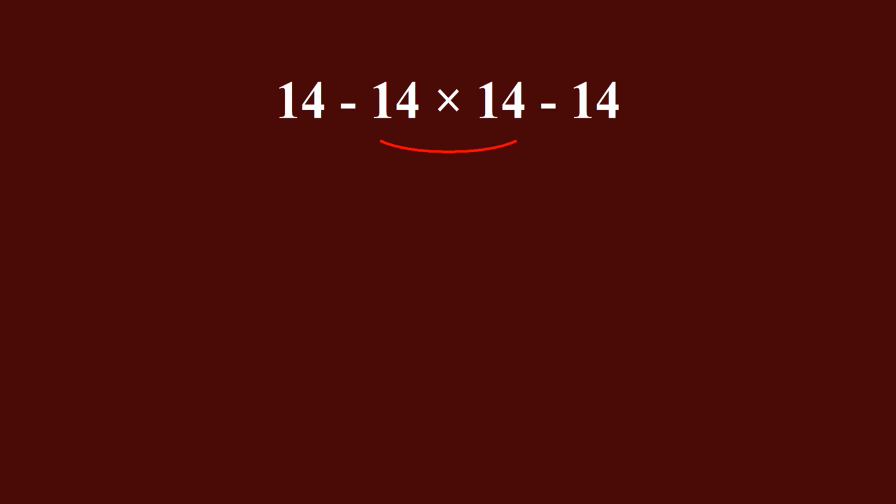So we have first this multiplication, 14 times 14 equals 196. So we have 14 minus 196 minus 14, and we have two subtractions. According to the order of operations, we do this subtraction, then this subtraction.